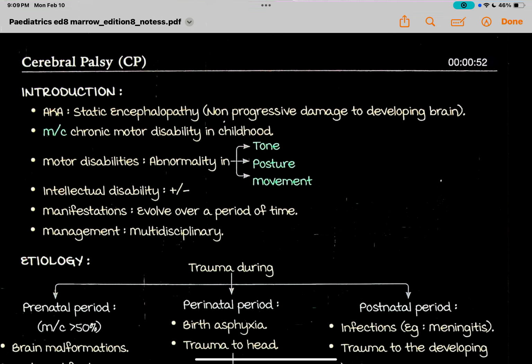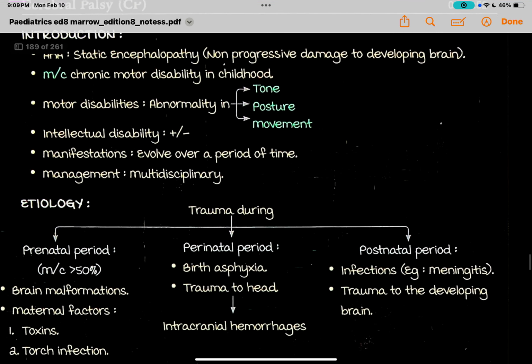It is the most common chronic motor disability in childhood. Motor disability means abnormality in tone, posture, and movement. Intellectual disability can be present or cannot be present. Manifestation: it evolves over a period of time. Management: it has a multidisciplinary approach.